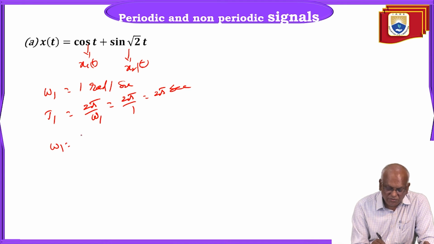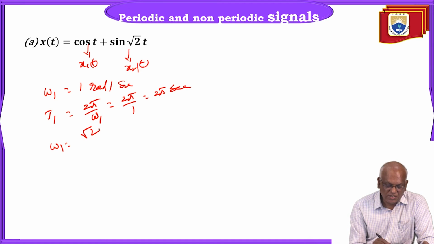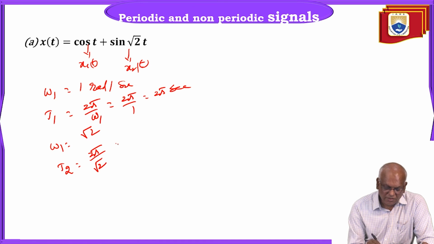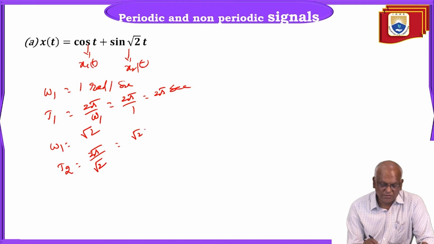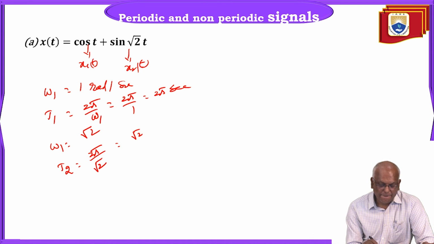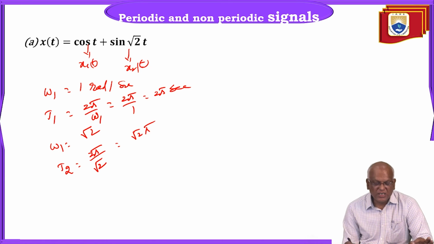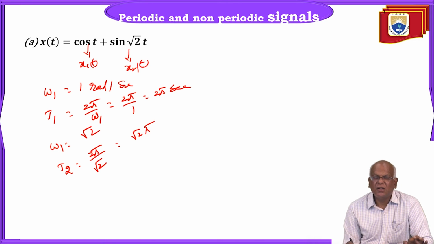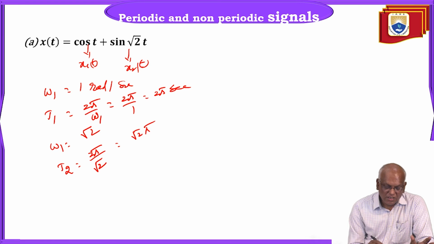Similarly, we are finding it for the second signal x2(t). Omega 2 equal to root 2 for this signal, and T2 is given by 2 pi by root 2, which gives root 2 pi.